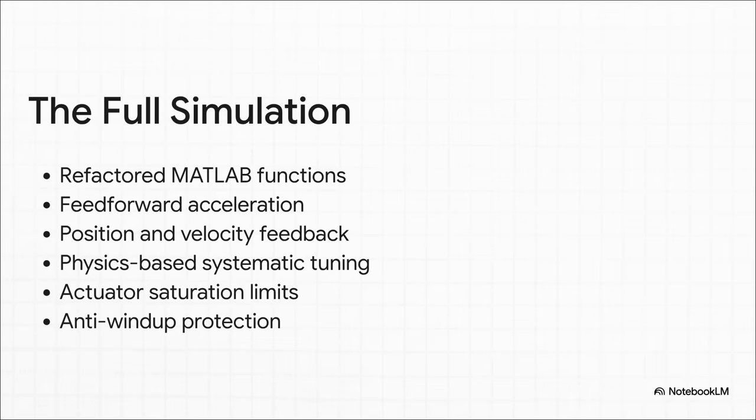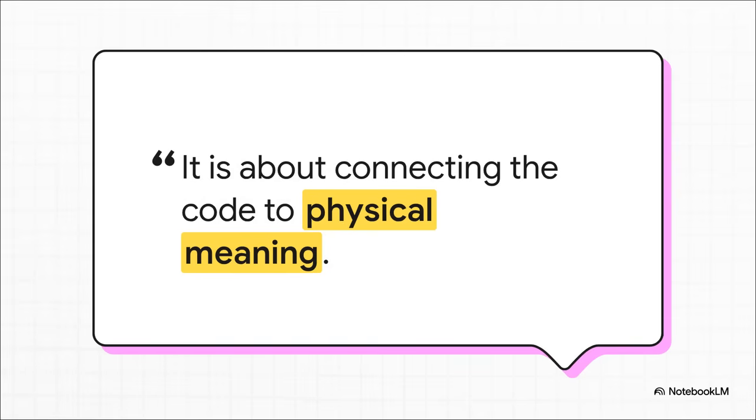We literally transformed simple textbook math into realistic UAV control. To quote the book's author, drone control coding is not only about writing MATLAB commands, it is about connecting the code to physical meaning. Dr. Mohin really hits the nail on the head there. The entire goal of this explainer is to bridge that massive gap between abstract equations on a whiteboard and the actual physical forces keeping an aircraft in the sky. Every single line of code has to respect the realities of physics.